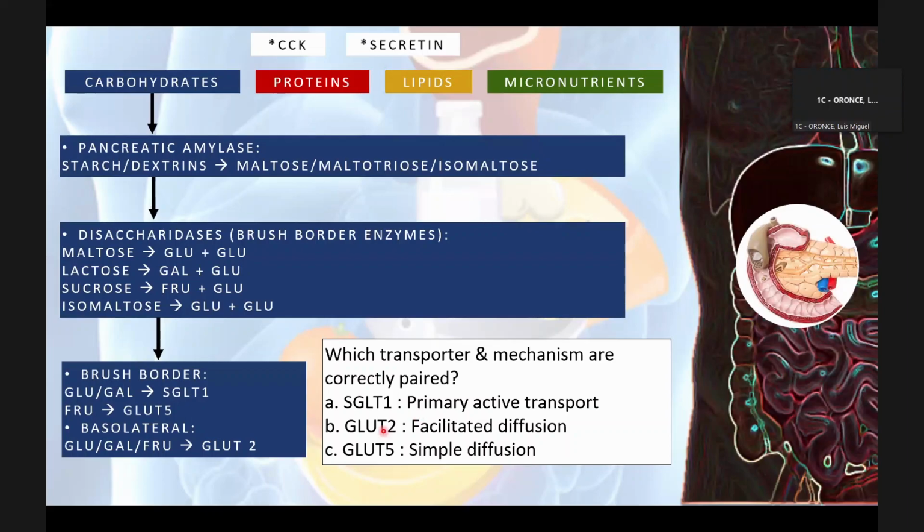Okay. Letter C, your GLUT5, this is not a simple diffusion because for us to say simple diffusion, it does not require carriers or transporters, right? That's why it's facilitated. So the best answer here is your GLUT2. Okay. So good. You still remember your LE1.